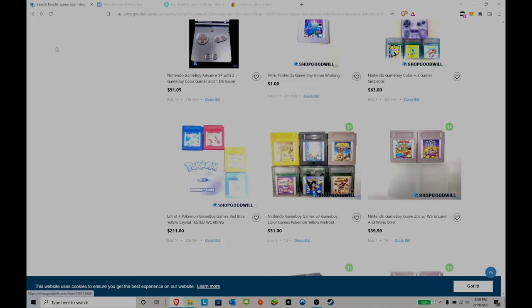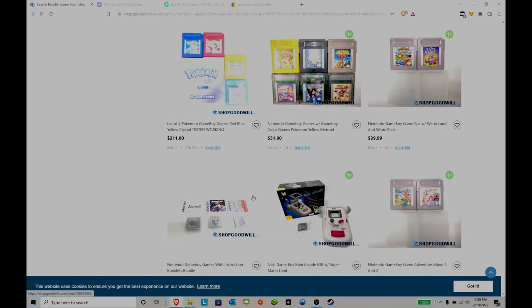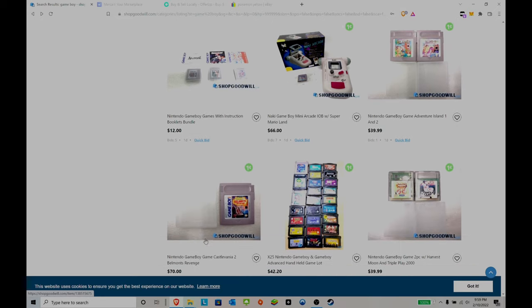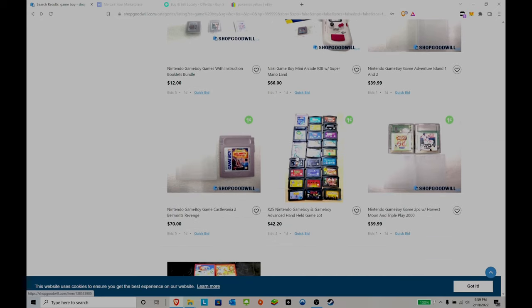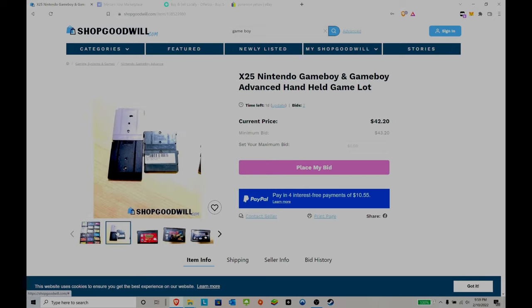Now, obviously, Goodwill is not the only place you can do this shopping. You can check for deals. There are a lot of places you can check. Like, here's one of the lots I was talking about. This one here is currently priced at $42, but it's a bid, so it will change.